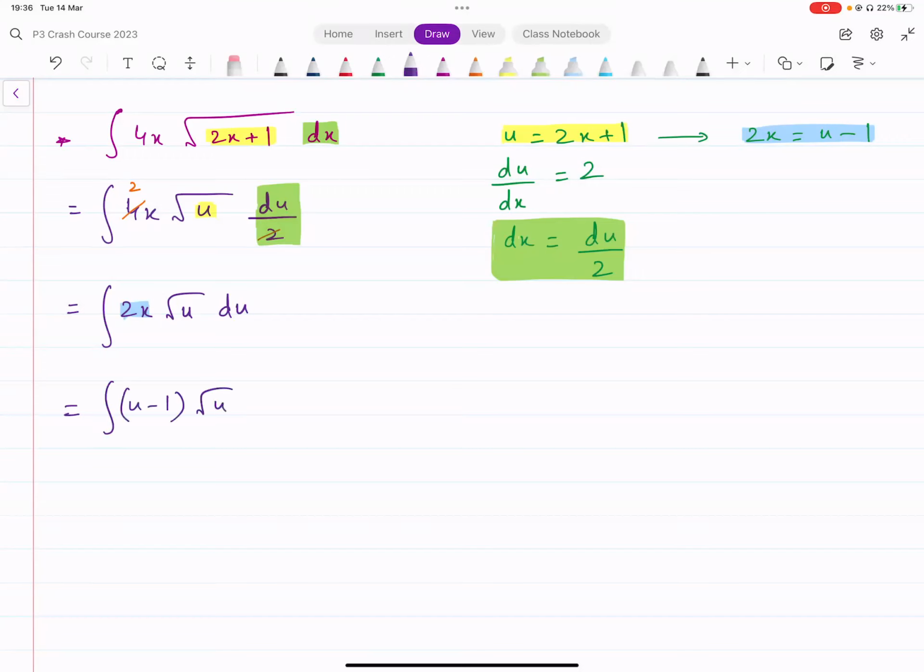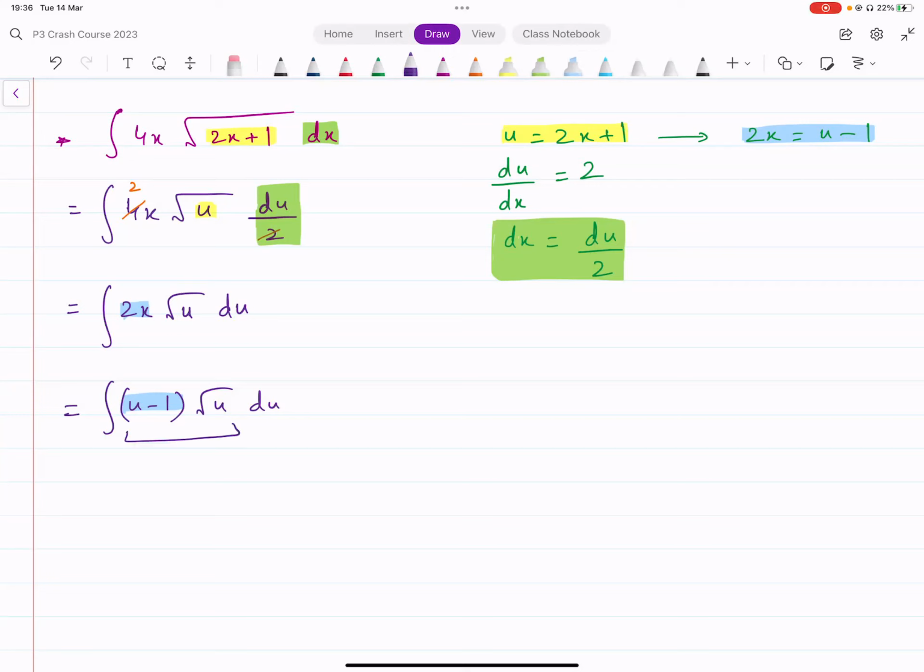All right. Now, how do we integrate this expression? It's a product. We might think of using integration by parts here, but notice we could just multiply these two expressions to make it simpler rather than using integration by parts. You could just multiply u minus 1 with square root of u. Remember what square root of u is?